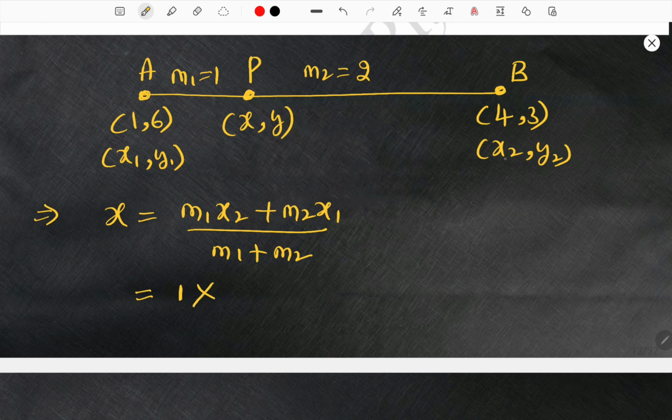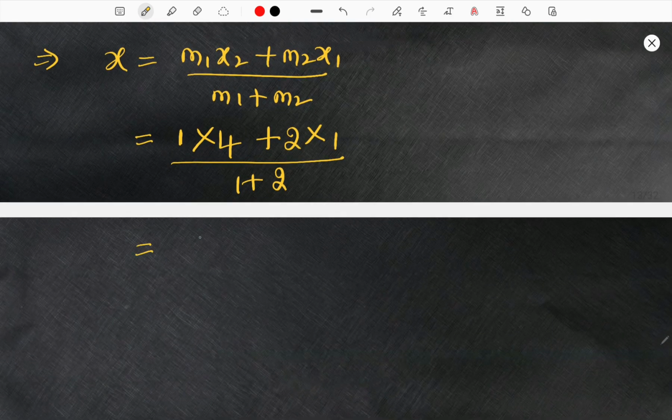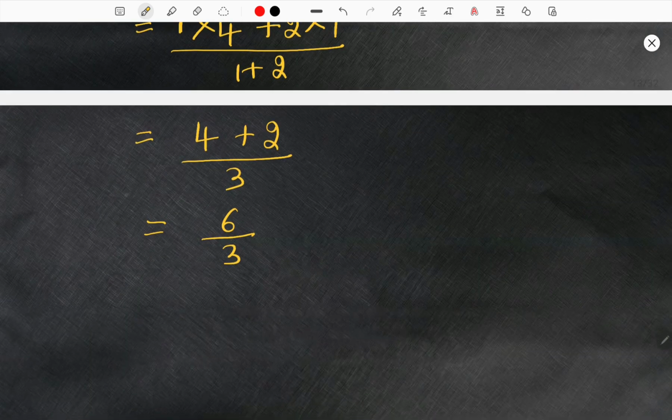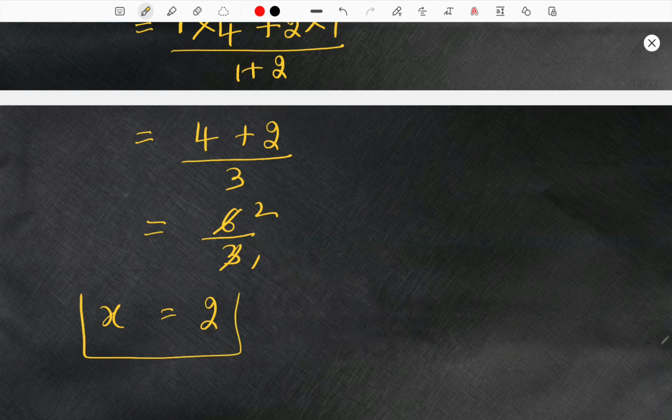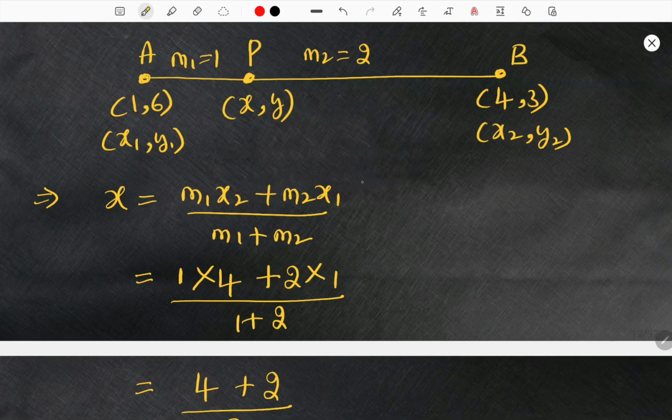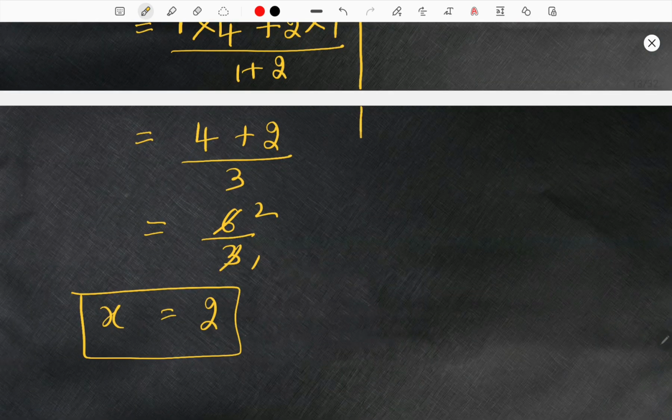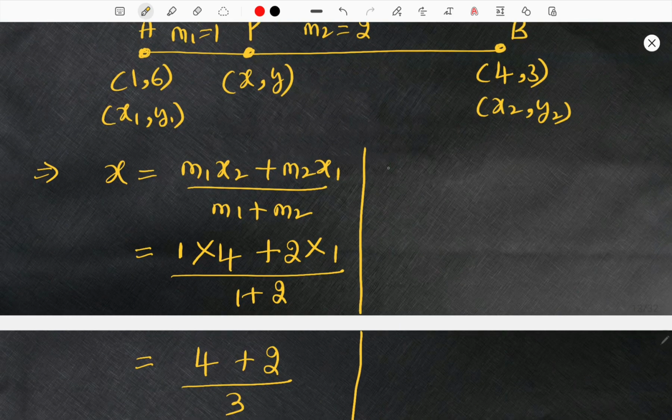M1 means 1, into x2 which is 4, plus m2 which is 2, into x1 which is 1, divided by m1 plus m2 which is 1 plus 2. So we are going to have 1 into 4 is 4, then plus 2, then divided by 3. So it becomes 6 by 3. 6 by 3 is nothing but 2, and we'll have the value of x as 2.